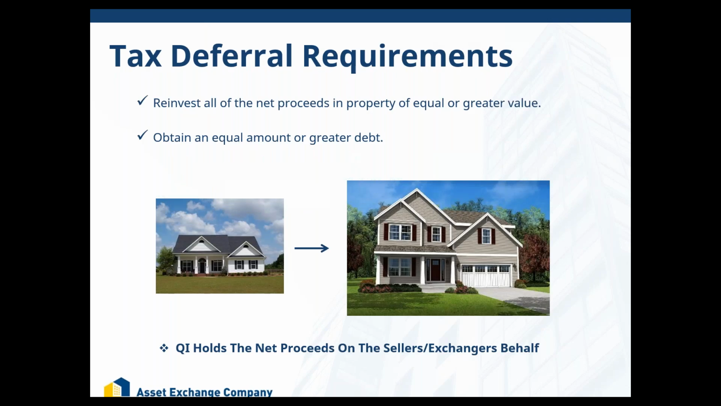Now, what are the tax deferral requirements? So in order to get a full deferral, rule number one is you need to reinvest all of the net proceeds in property of equal or greater value. So what exactly is the net proceeds? Net proceeds, that's the cash, right? That's the cash that normally you would get out of the closing. Now, we're the qualified intermediary, the QI. We're going to hold those proceeds on behalf of the seller, the exchanger, right? Because the rule is they can never have receipt of those funds. If they ever do, they would lose their ability to do a 1031 exchange, right?